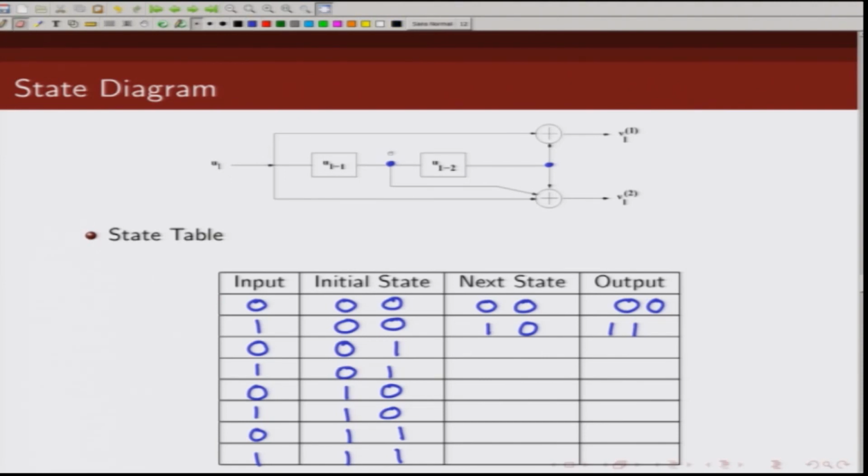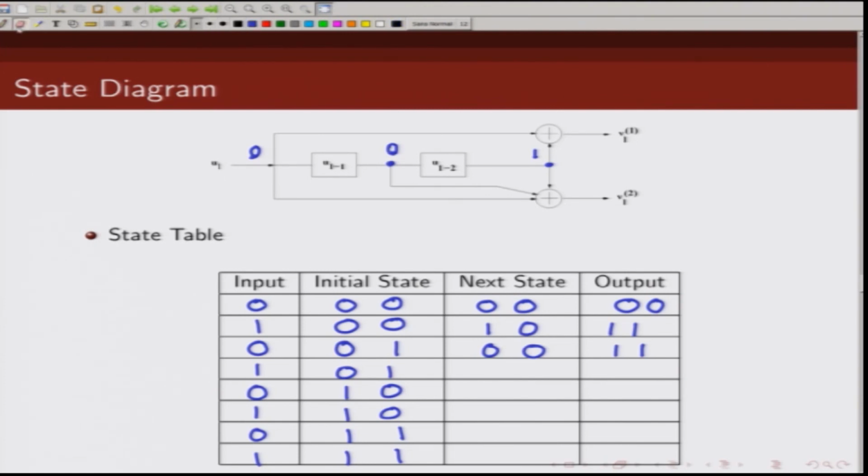Let us look at the next case, initial state 0 1. So, initially this is 0 and this is 1. If the input is 0, what is going to happen? This 0 will move here and this 0 will move here. So, when you get a 0 and the initial state is 0 1, next state will be 0 0, because this 0 which is here will move to here, and this 0 will move to here. So, next state will be 0 0, and what is the output? This will be 1 and this will be 1. So, output is 1 1.